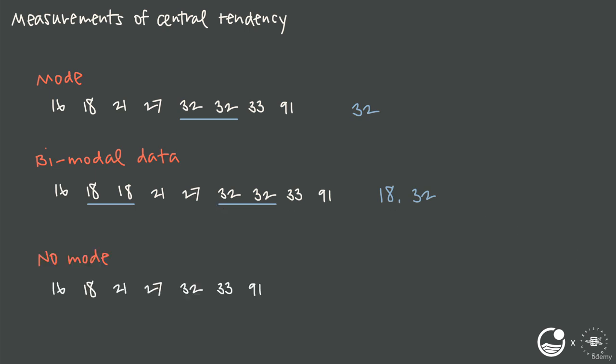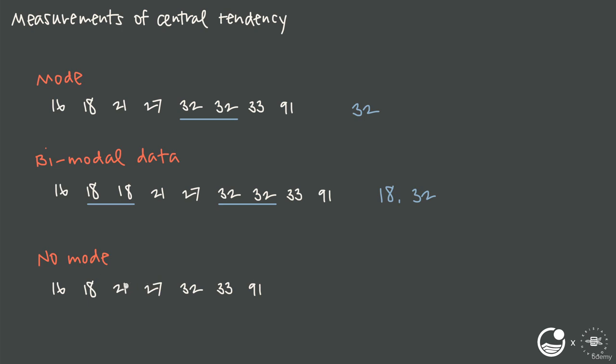Or we can have the scenario where the data set has no mode. In this case, every data point occurs only one time. We have 16, 18, 21, 27, 32, 33, 91. There's no value in the set that occurs more than any other value in the set. There's no standout value. And so we would say that this data set has no mode. Now, we'll talk a little bit more about mode when we talk about when to use different types of central tendency, but this is the idea for now.